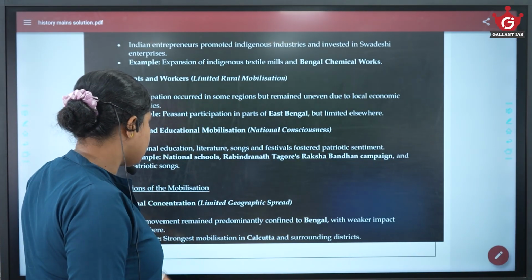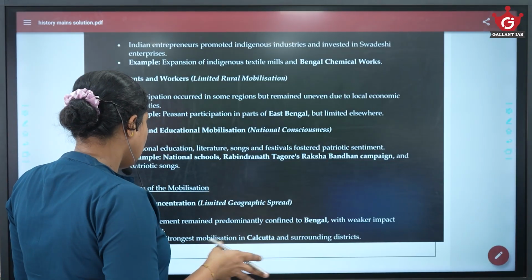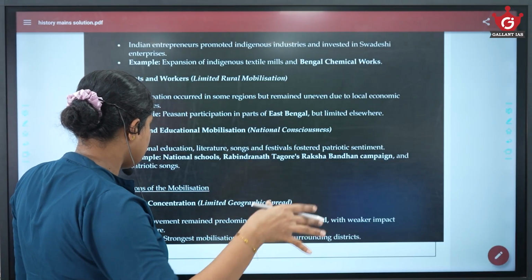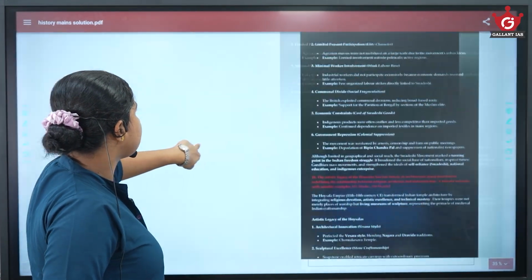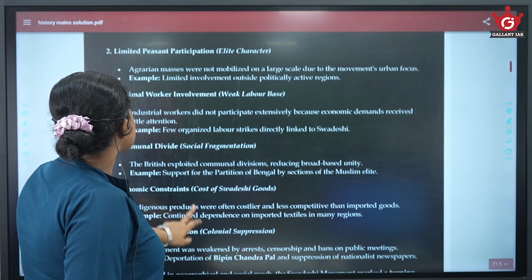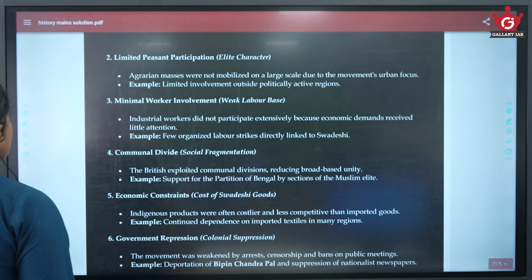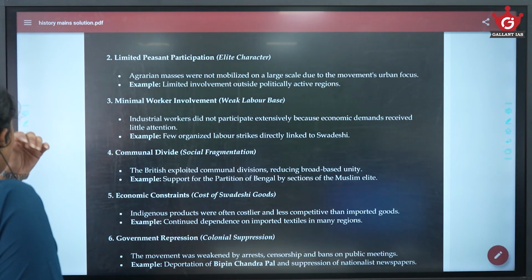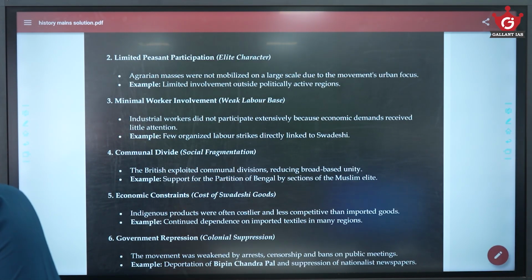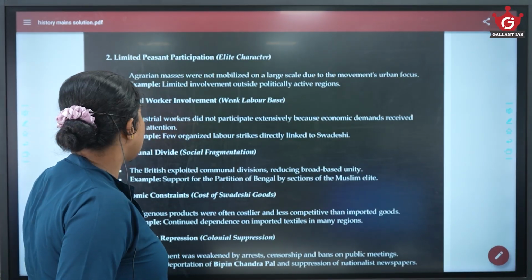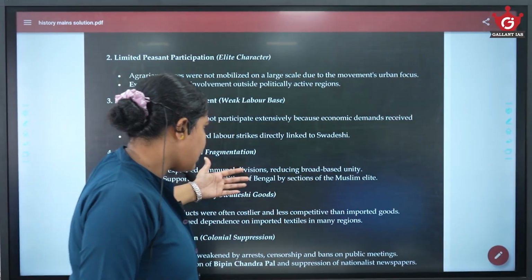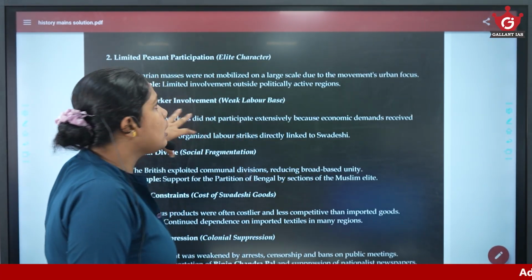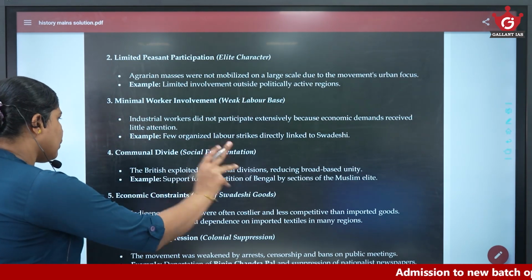It was regional concentration, okay, limited geographical spread, mostly in Calcutta and surrounding areas and Bengal. So it failed to reach the whole of India. Next is limited peasant participation due to its elitist character. Okay, so limited involvement outside the politically active regions. You can mention about Northeast and South India. Then minimal worker involvement. Okay, few organized labor strikes directly linked to Swadeshi. It was minimal. Okay. Next is the communal divide.